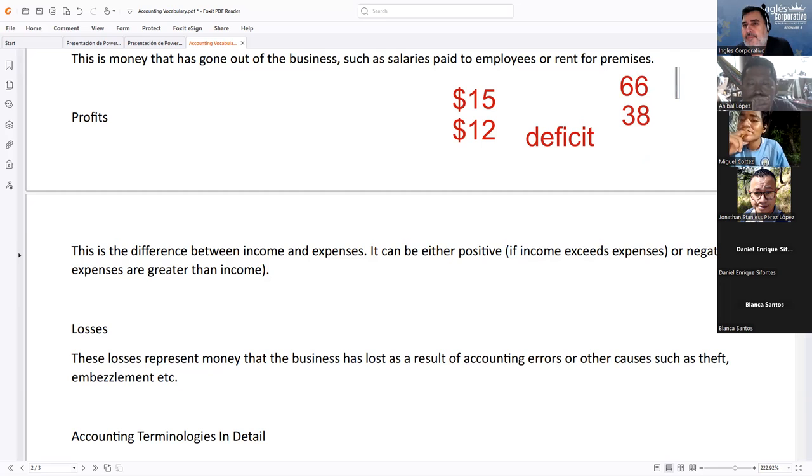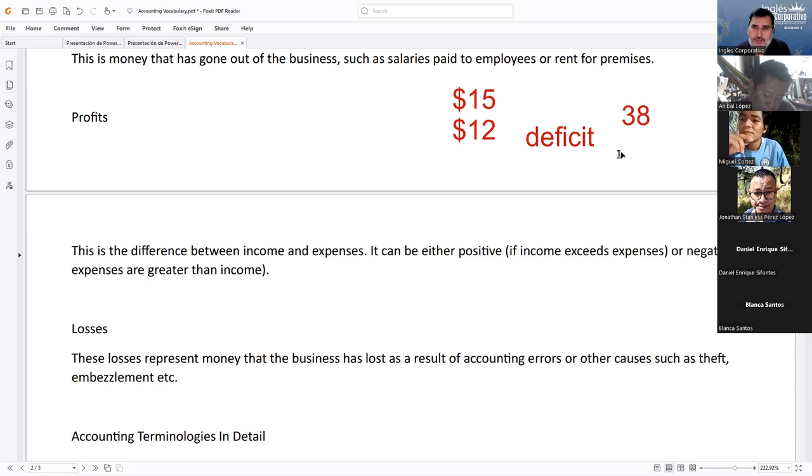28, right? They lost 28. They lost $28 million. So that is a deficit.